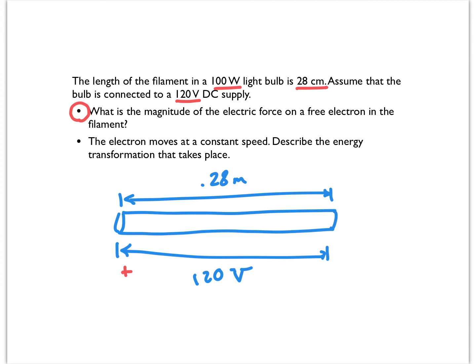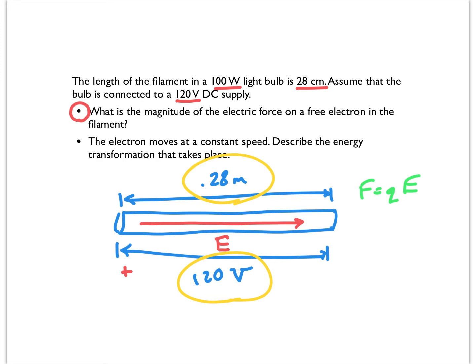Then there's an electric field that points from the positive to the negative. There's an electric field inside the wire. That electric field is going to exert a force on the charges. And remember, the force on charges is just equal to Q times E. And I can calculate the electric field because I know I have a 120 volt potential difference across a distance of 0.28 meters. And you know that the electric field is just equal to the difference in potential divided by a distance. So you can calculate the electric field, and you can use that to calculate the force, and we will do that in class.